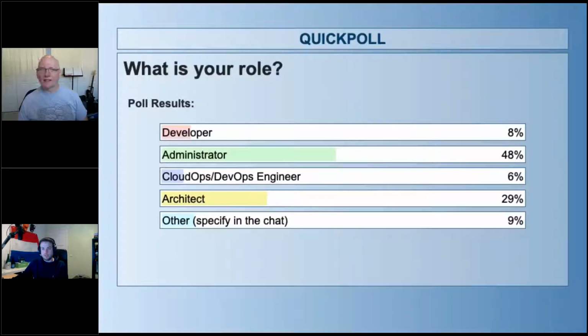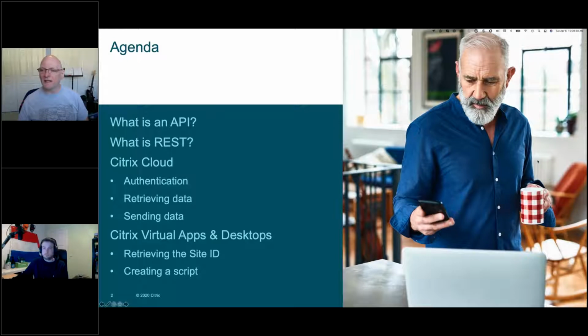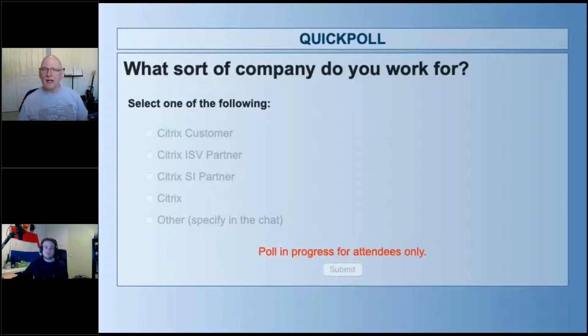Okay, interesting. So this is great. We've got 48% admins, so that's great. Definitely plenty of content here. Developers, we can fill in some gaps there. CloudOps, DevOps engineer, big focus on automation, and nearly a third architects. Awesome. All right, and then the second poll question is, what kind of company do you work for?